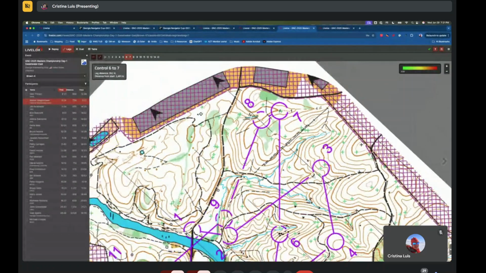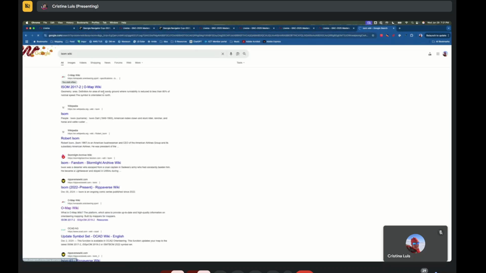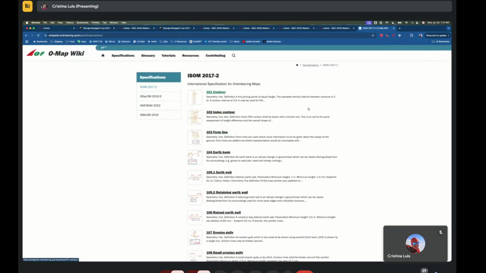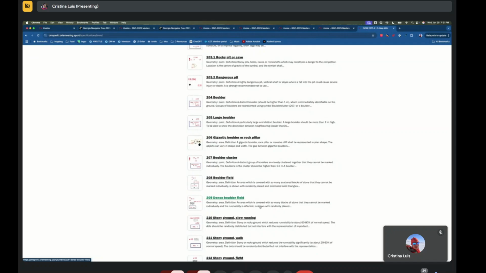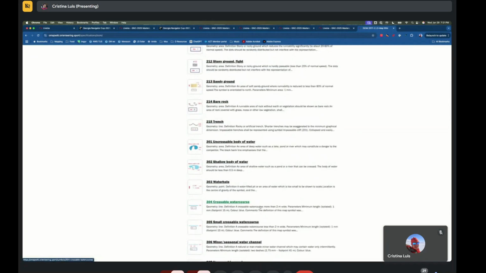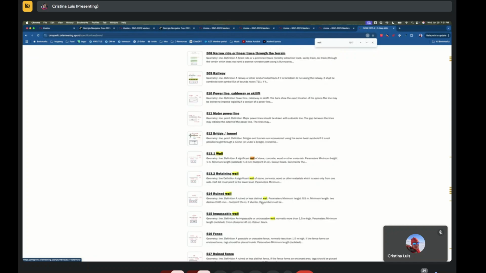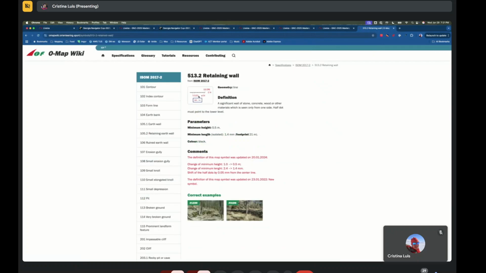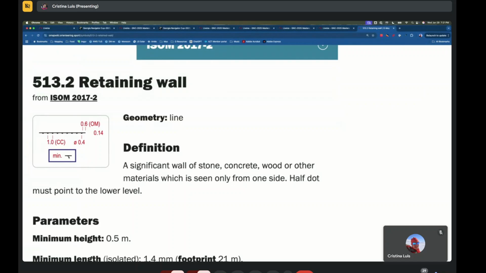Oh, okay. What do you mean? I don't understand what you're saying. Well, zoom in a little. Oh, it's fuzzy when you zoom in, but we can just go to the wiki. Retaining wall. Here we go. It's not going to be very big, but you can see it. The retaining wall has the dots just on one side.